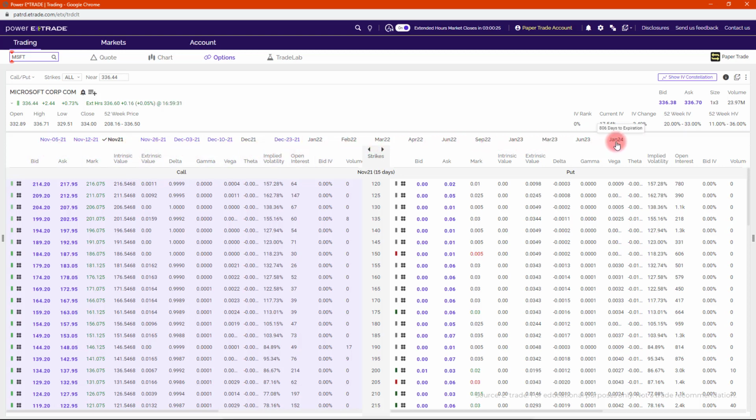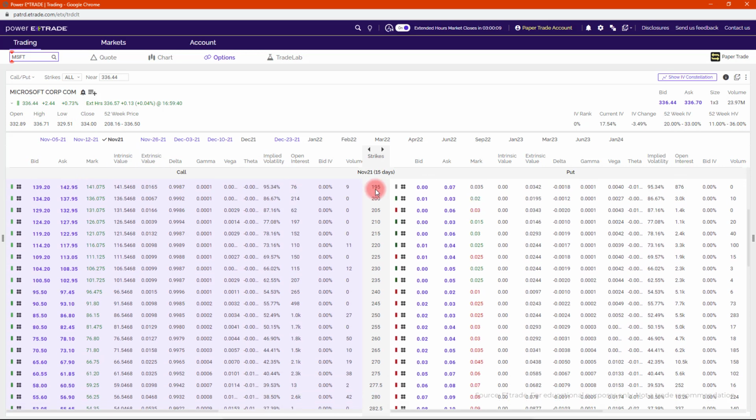This is just because there's a lot more demand and a lot more interest in this stock. But for the same expiration, 15 days, take a look at the lowest strike, 120. Now the stock is at 336. So this is very, very deep in the money. Let's see what the highest strike is.